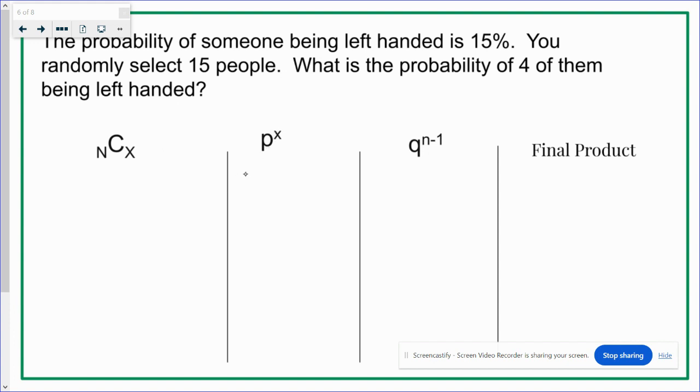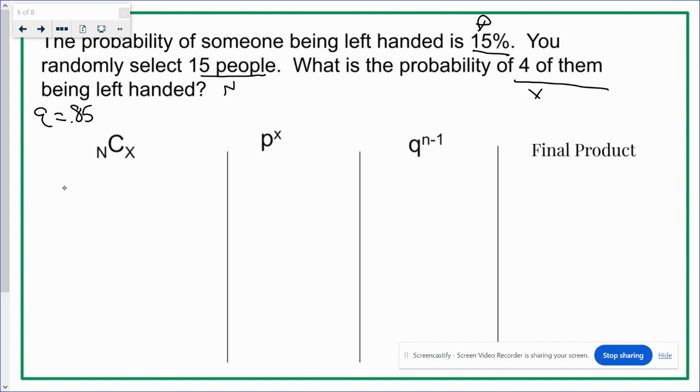Probability of someone being left-handed is 15%. So that is our X. No, sorry, not X, P. That's our probability of success. You randomly select 15 people, so that would be our N. What is the probability 4 of them, X, would be left-handed? And then Q would be 85% because if success is 15%, failure is 85%.